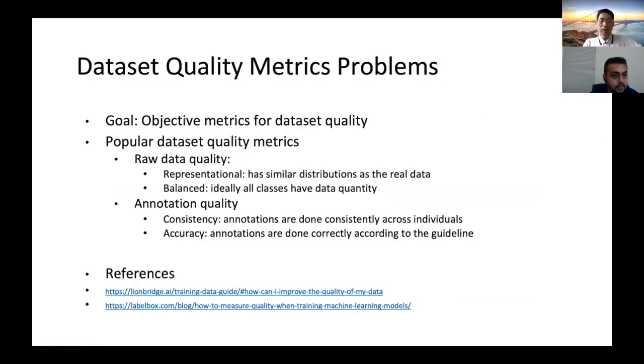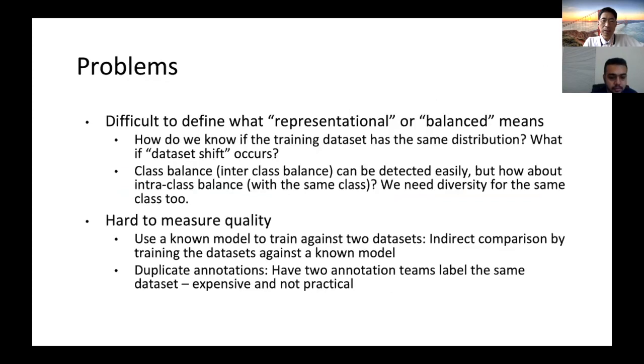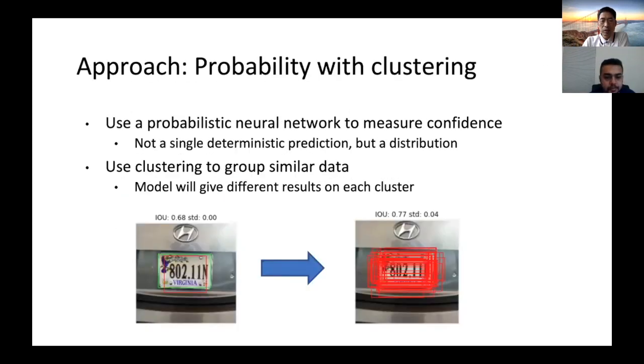For dataset quality metrics, there are the dataset quality itself, as well as annotation quality problems. There are different ways of solving this problem, but it's not easy to quantify the results. So we first clustered the dataset into 5 different categories, and we used a probabilistic model to give predictions using the Monte Carlo simulation method.